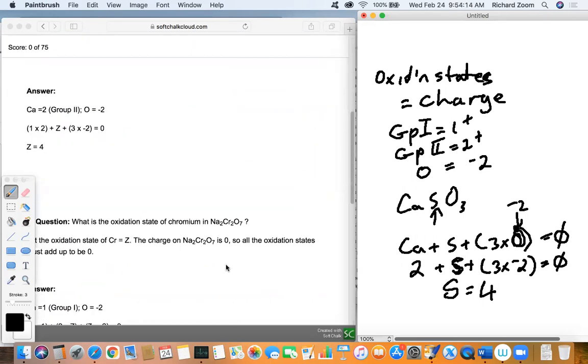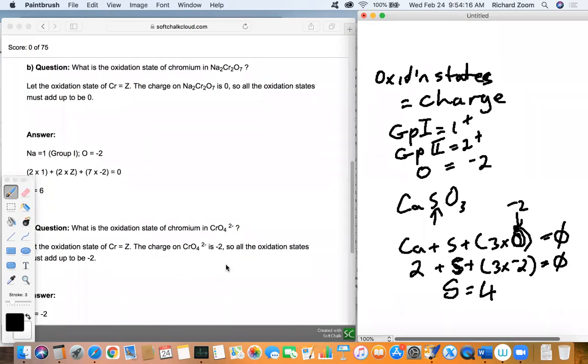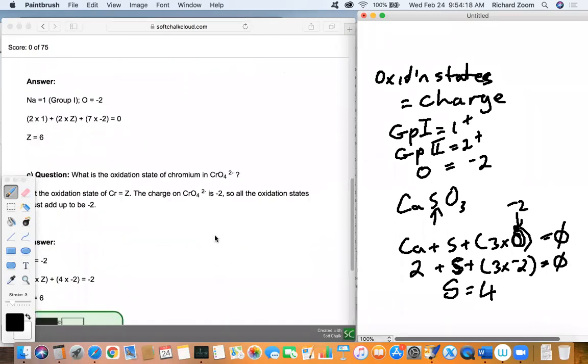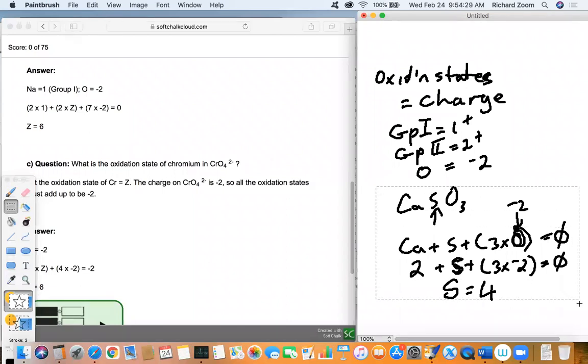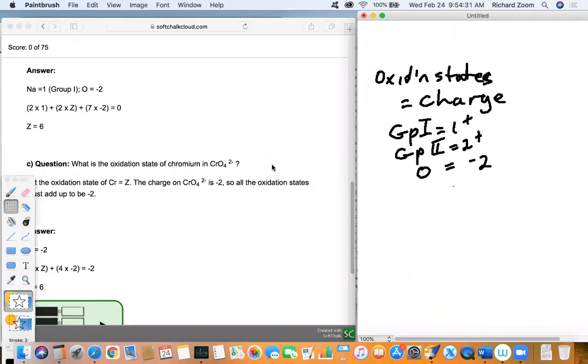So it's just a little bit of algebra that has to be done here. I'll skip down to this one, CrO4²⁻, because that one has a charge on it. I want to show you one with a charge. And what we're looking for here is the oxidation state of chromium, Cr.